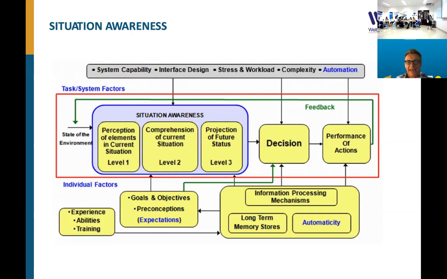Okay, and so your situation awareness might be impacted or influenced by different sources of information. So here in the higher part, you have the system capability, the interface design, the stress and workload, the complexity, and the automation. All of these factors are taken very seriously by designers, because when you are designing a system, the idea is to help or to support situation awareness. So having a good display of information is really key to having a good situation awareness.